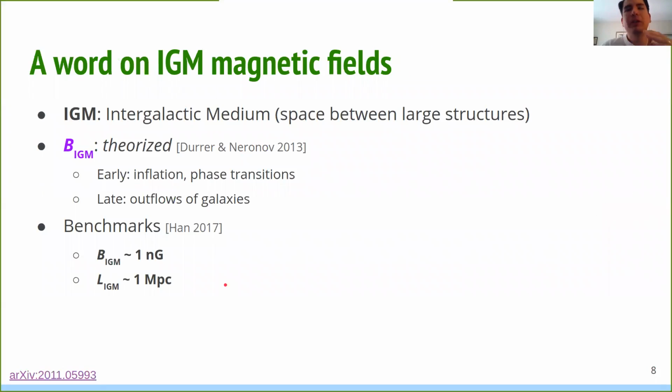So first of all, a word on magnetic fields. There are magnetic fields in our galaxy. We measure them. There are magnetic fields inside clusters of galaxies. We measure them. It is hypothesized that there are also magnetic fields in the IGM, or intergalactic medium, which is basically the vast distances between large structures, and they can have different origins, from inflation, phase transitions, or outflows of galaxies. They haven't been quite measured, but it's expected that they're there, and a commonly used benchmark is of order nanogauss for the strength of the magnetic fields. So keep that in mind.